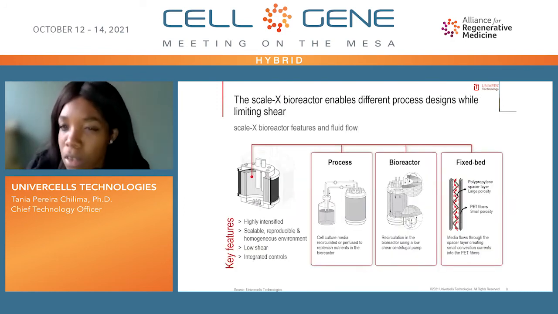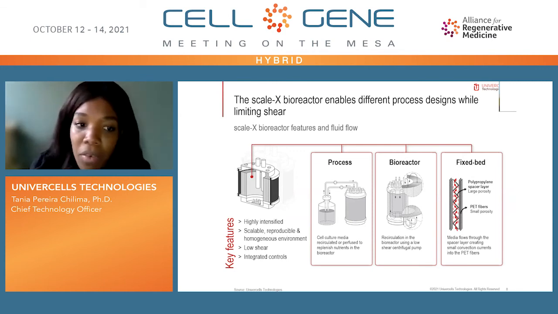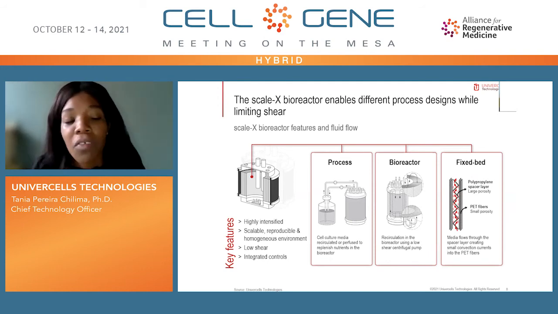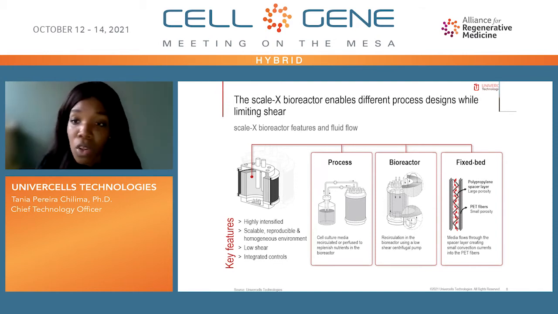So just drilling a little bit down on the bioreactor. The key features of the system, if you have this kind of cartoonish view of the system, is that it is highly intensified. The system has around 10 meters squared for cell growth per liter, a scalable and reproducible homogeneous environment. So we have the same structured fixed bed design across all the bioreactors, low shear, and it has all of the controls integrated into the bioreactor.